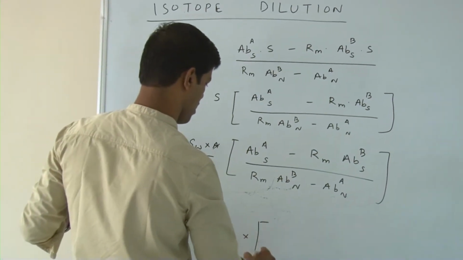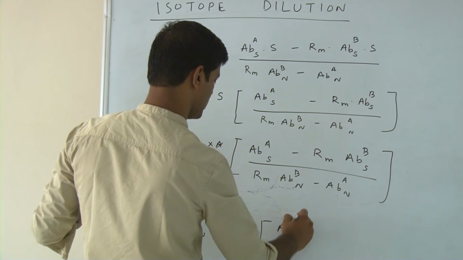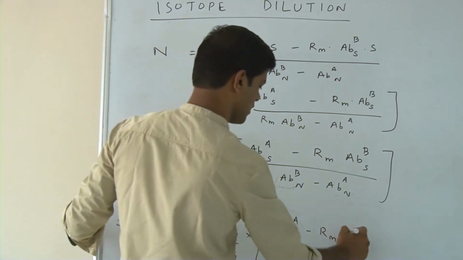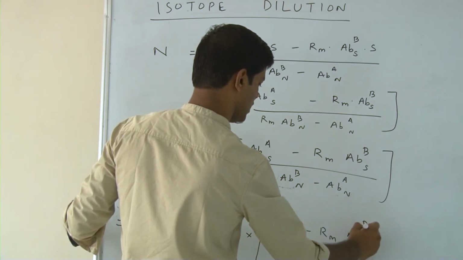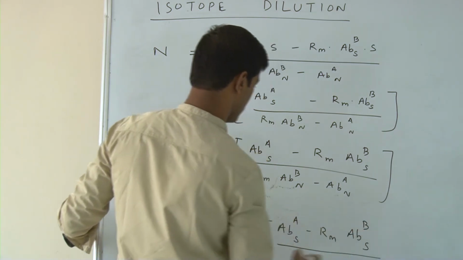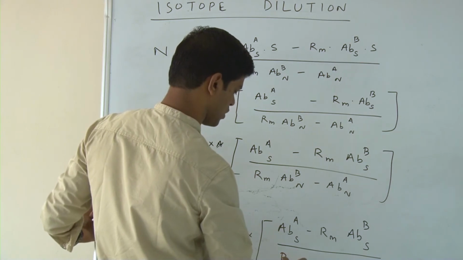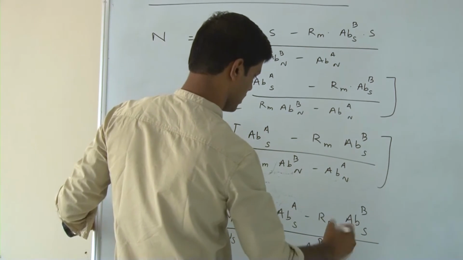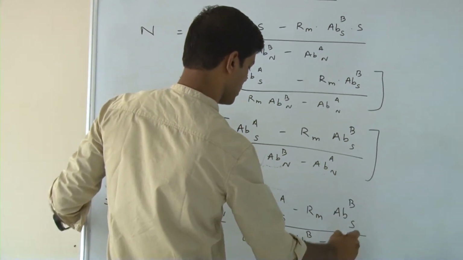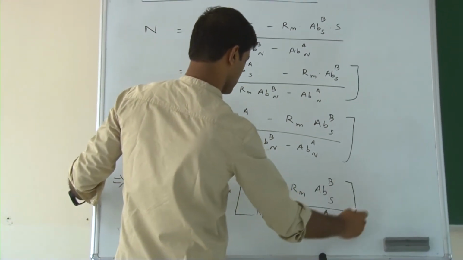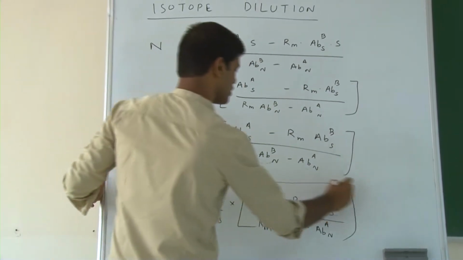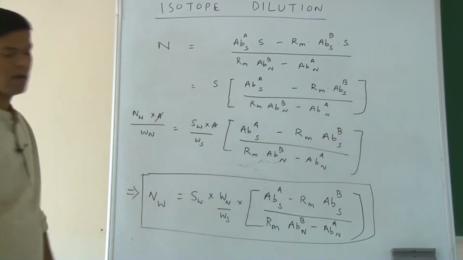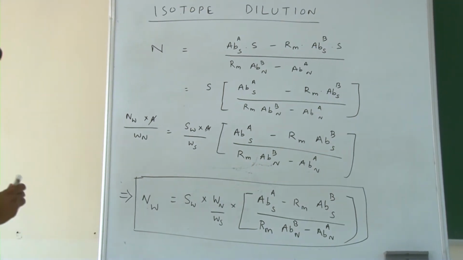multiplied by the abundance of A in the spike minus the isotope ratio in the mixture times the abundance of B in the spike, divided by the isotope ratio in the mixture times the abundance of B in the natural system, like your sample, minus the abundance of A in your sample. So, this is the expression which will give you the concentration for a given sample.